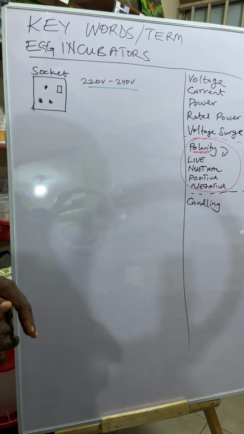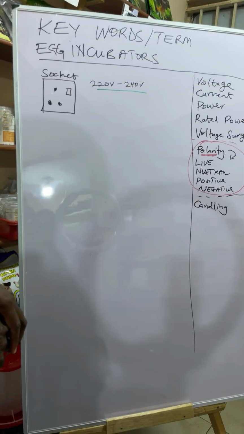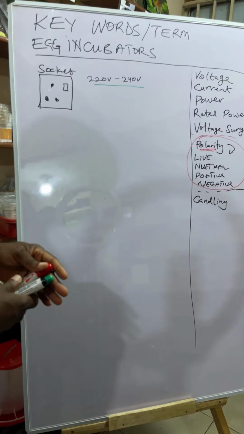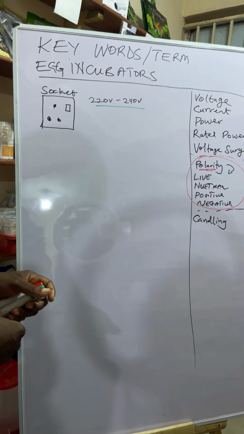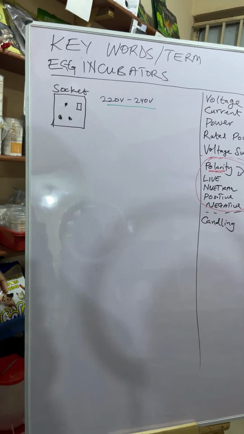A question: in case my power comes down, should I say it's low current or low voltage rather? Okay, we'll come to that. Remind me, we'll come to that.